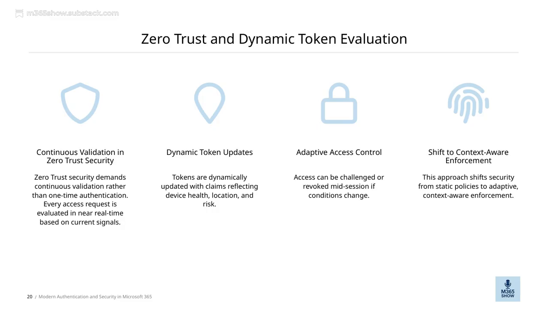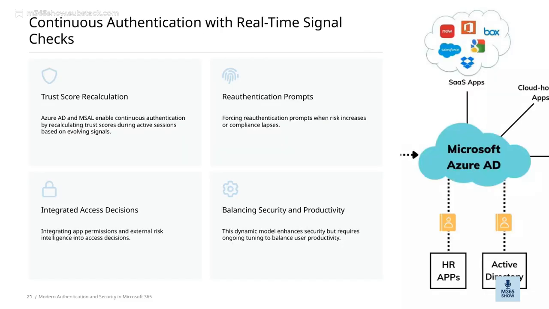All of these concepts, adaptive enforcement, dynamic tokens, and continuous validation, work together to create a more resilient and responsive security model that aligns perfectly with our broader goal of protecting digital environments in a modern, evolving landscape. Now, let's look at how modern authentication and security are evolving within Microsoft 365. This dynamic model is designed to strengthen security, but it also requires careful tuning to strike the right balance with user productivity. It's all about making security seamless and adaptive.